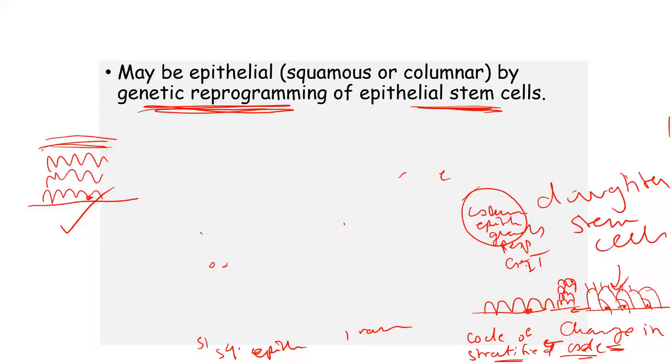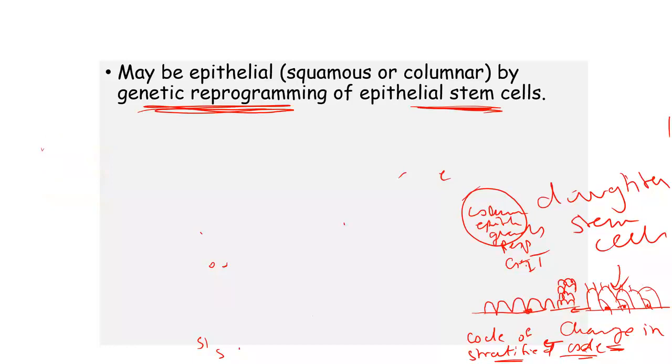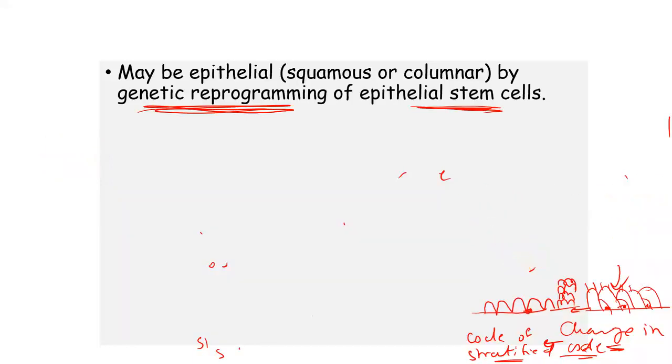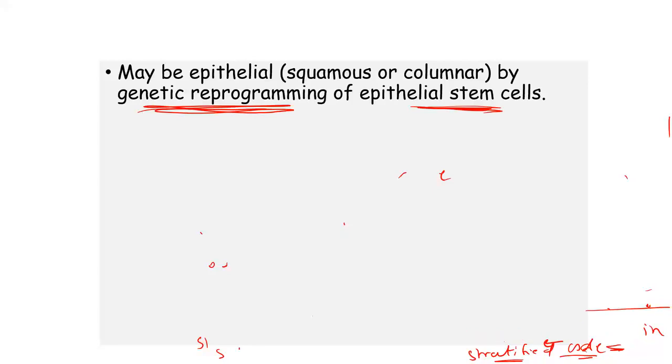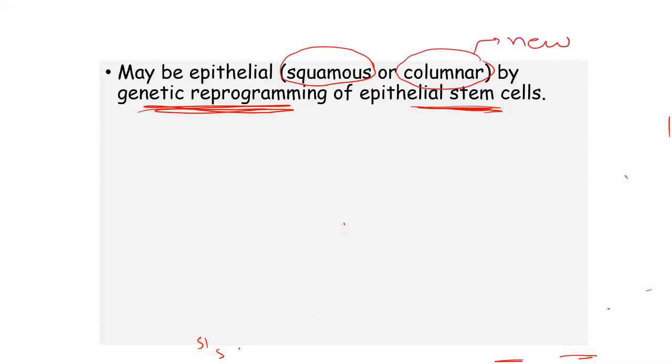Okay, so this is the epithelium. What is meant by squamous or columnar? Squamous or columnar is the name of the epithelial metaplasia, and we usually name by the new epithelium. If I change to squamous, this is called squamous metaplasia. If I change to columnar, this is called columnar metaplasia. So the epithelial metaplasia may be squamous metaplasia or columnar metaplasia depending on the new epithelium or the metaplastic epithelium. And the mechanism is the genetic reprogramming of the epithelial stem cells.